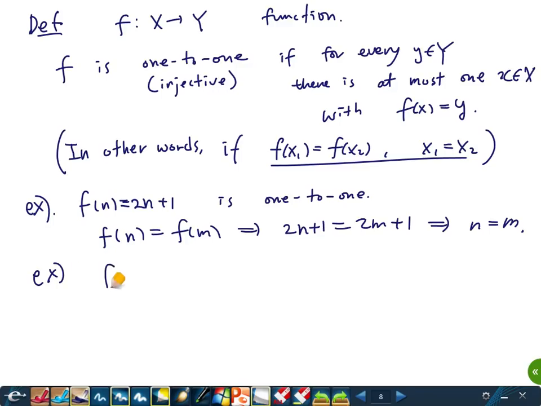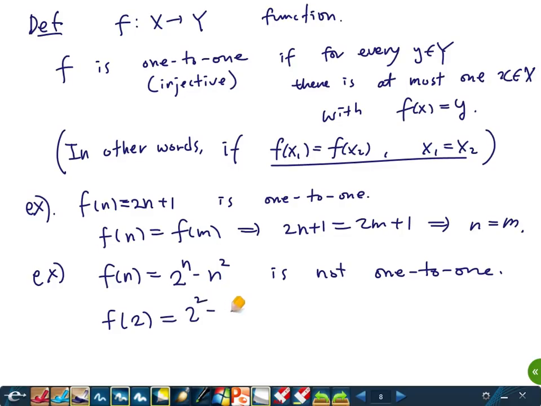But f of n equals 2 to the n minus n squared. This is not one-to-one. Because what is f of 2? 2 squared minus 2 squared, 0. f of 4, 2 to the 4th minus 4 squared is still 0. We have two values of x such that the f values are the same. It's not one-to-one. All right?